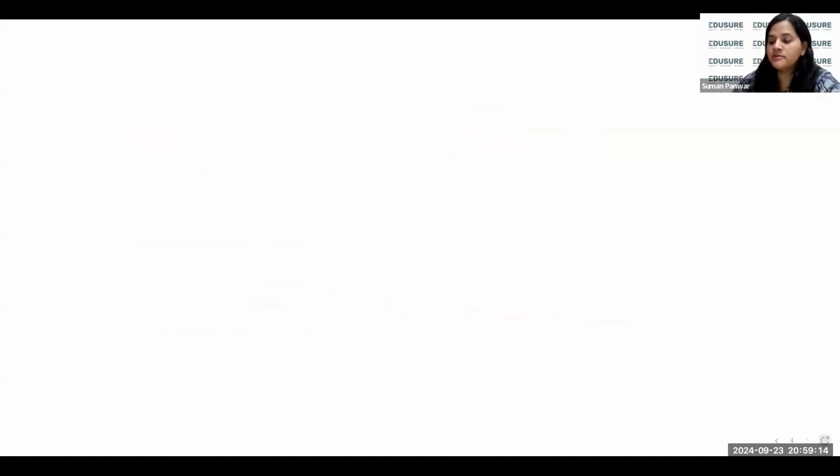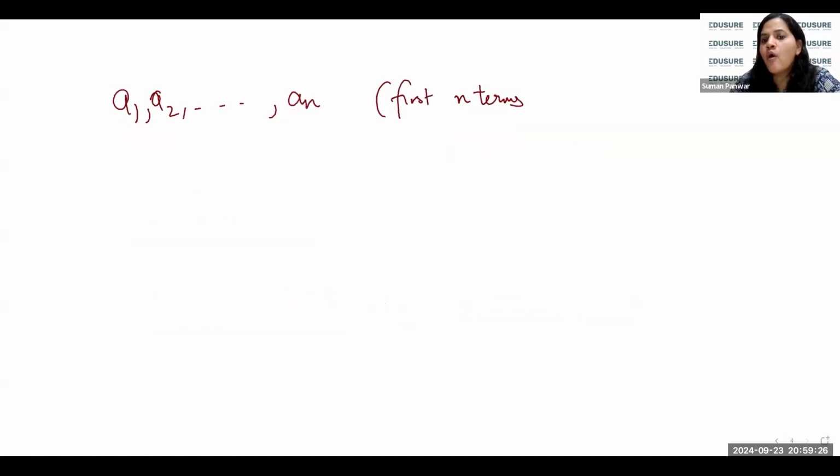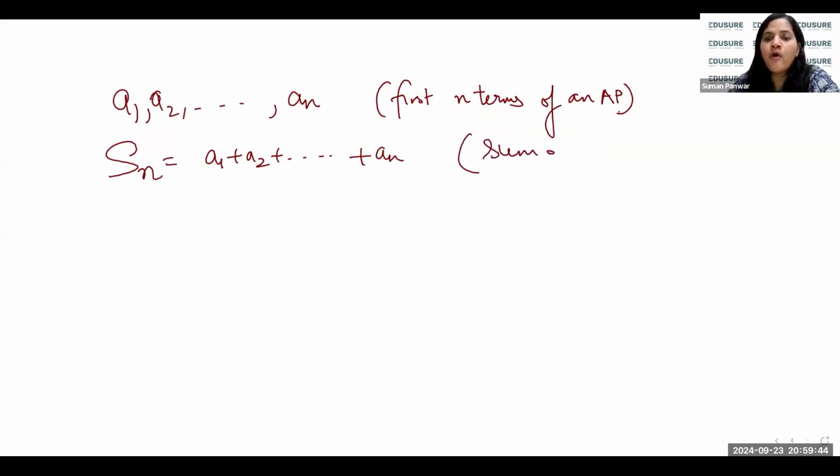Suppose you are given a1, a2 till an. So you are given the first n terms of an arithmetic progression. So what is Sn? Sn is a1 plus a2 till an. And how do we define Sn? Sn is the sum of first n terms.